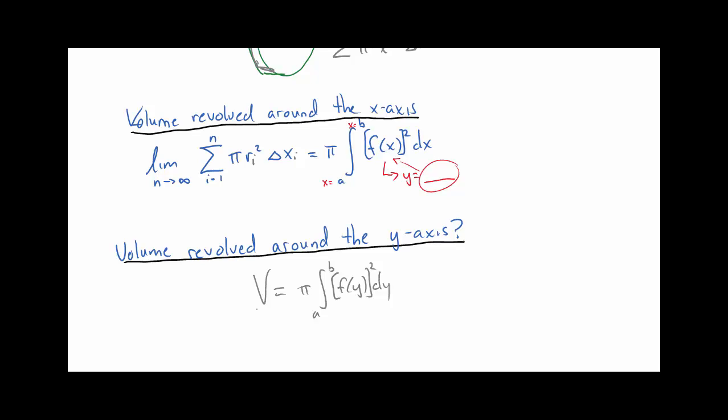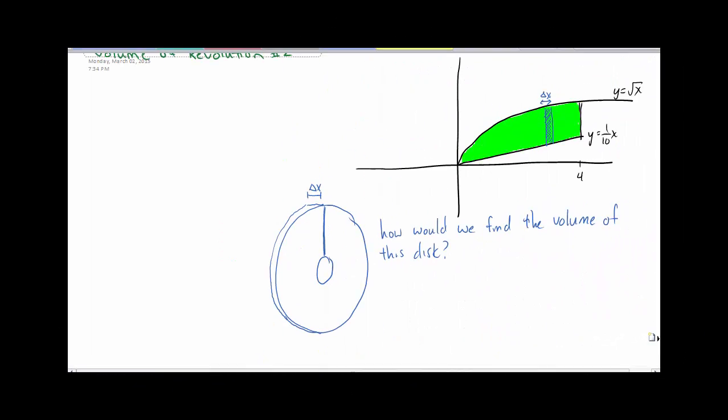If we're revolving around the y-axis, we're integrating with respect to y, so this thing that I have called f of y here, we're really taking our function and solving for x. That's the thing that we're squaring, and our limits of integration are going to be y equals a and y equals b. We'll do an example with this in just a moment, but I want to go back to the one that we watched a video for.